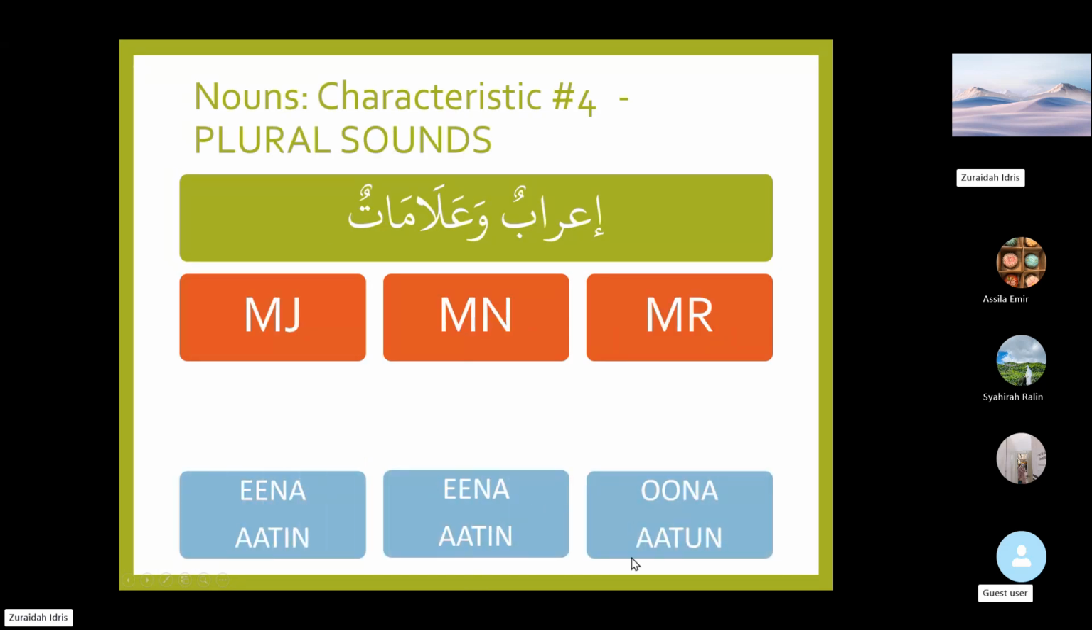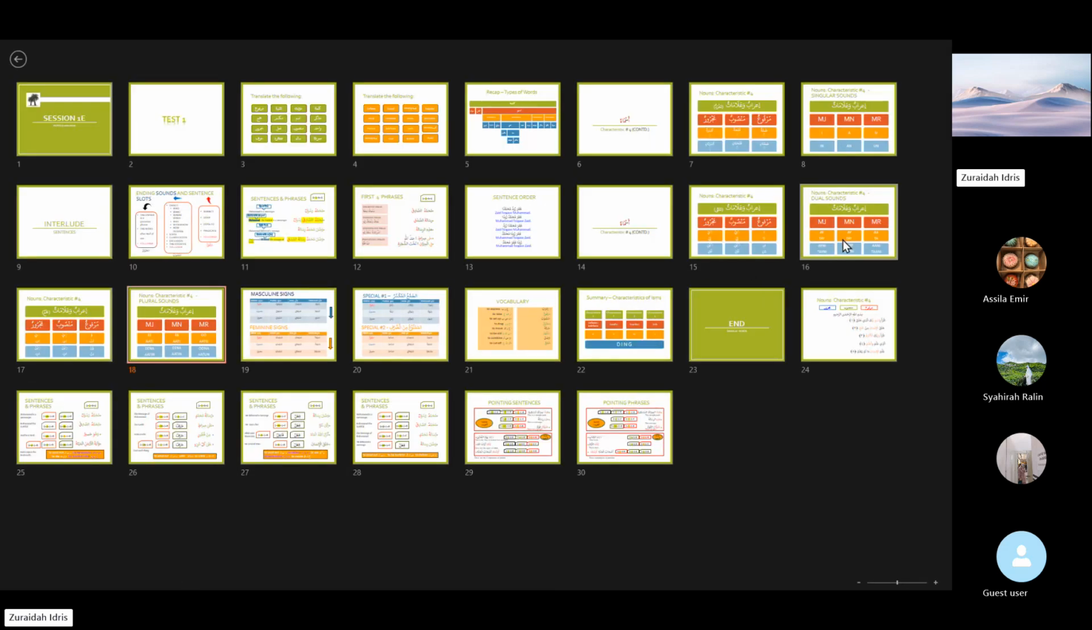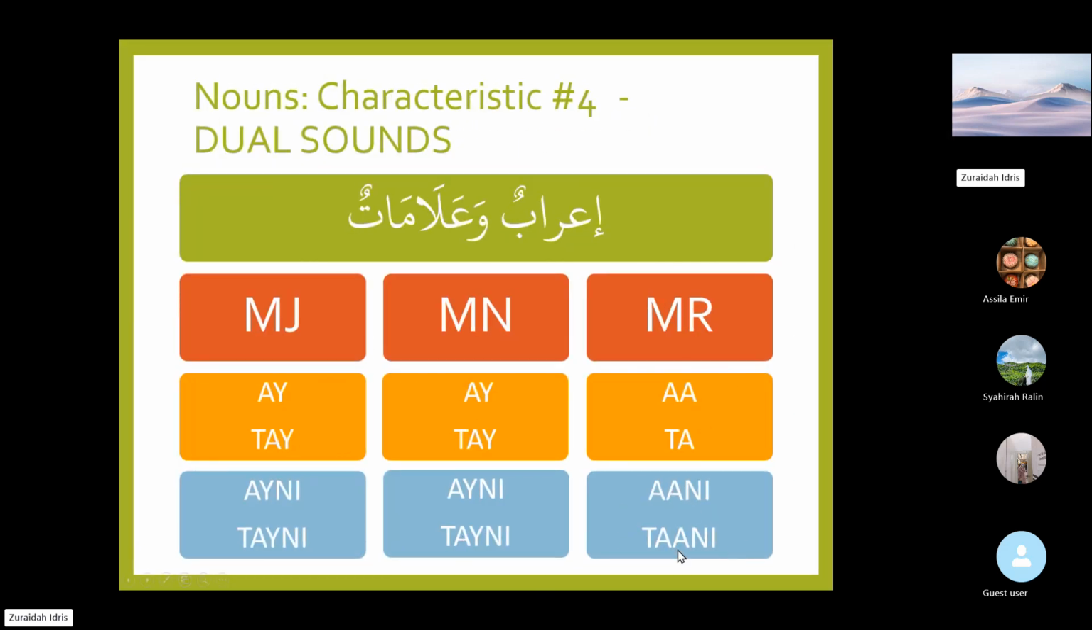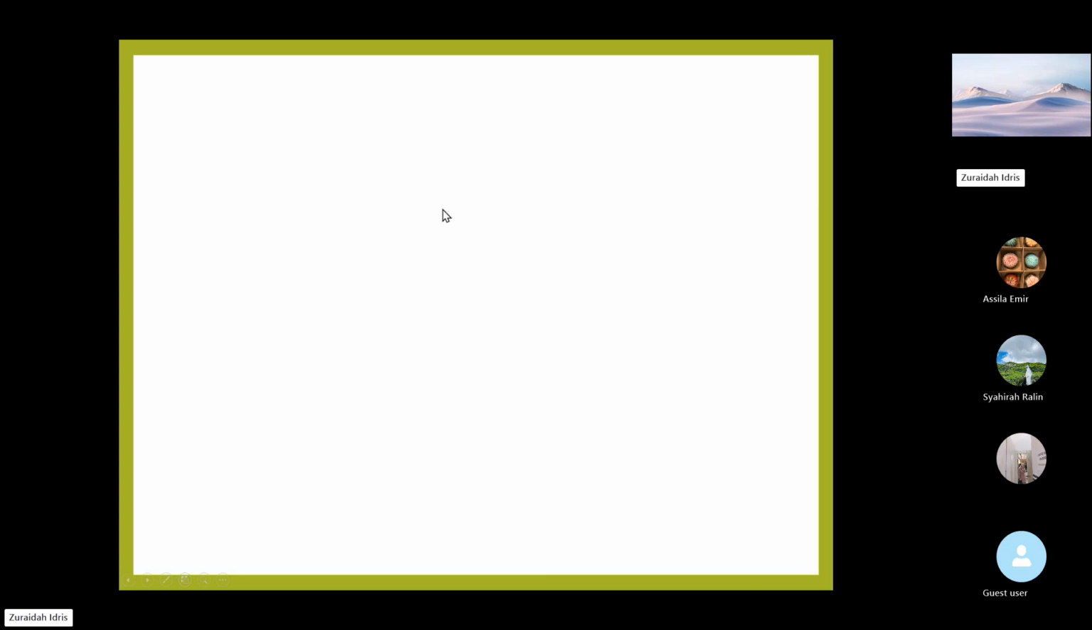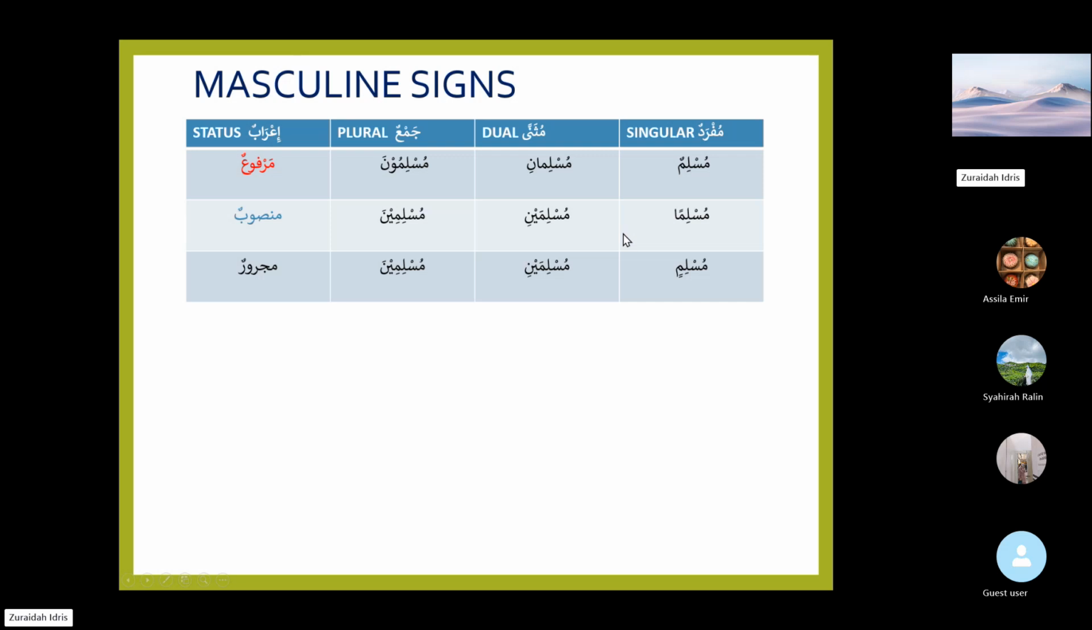So this is just the sound, as she said, una, ina, ina. This is marfu, mansub, majrur. Then for the girls, it will be atun, atin, atin. And for the dual just now, it was ani, aini, aini. This is for dual. And then tani, taini, taini. So that's a bit of a brainful to memorize. So what we do is actually we memorize this table. I think most of you are familiar with this. Sister Sophia, are you familiar with this? Have you seen this chart before?